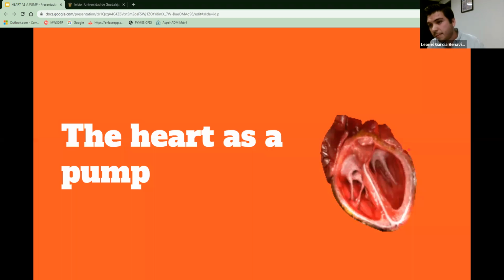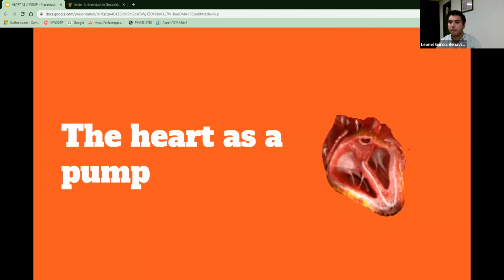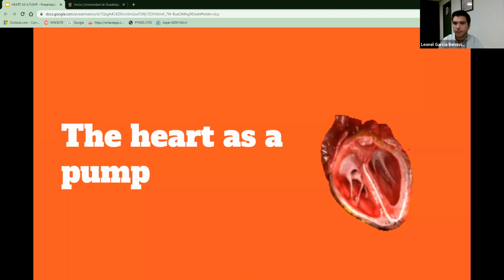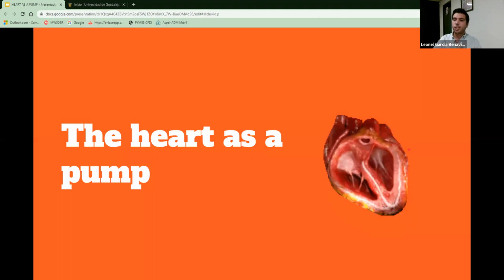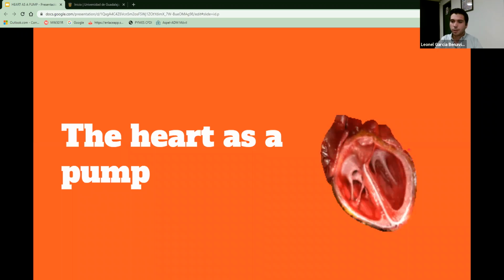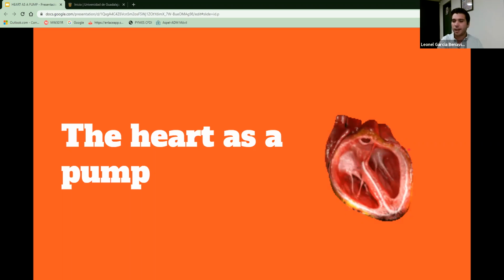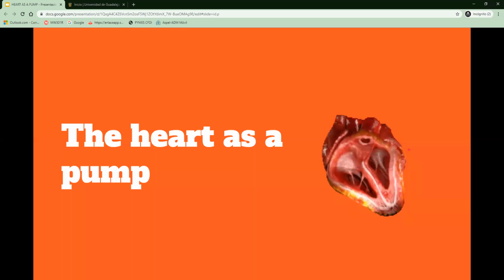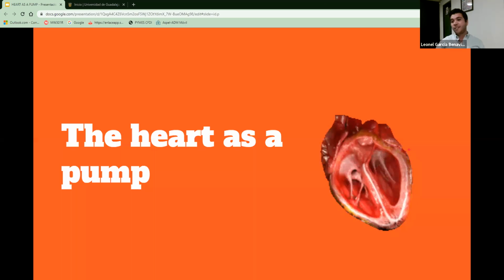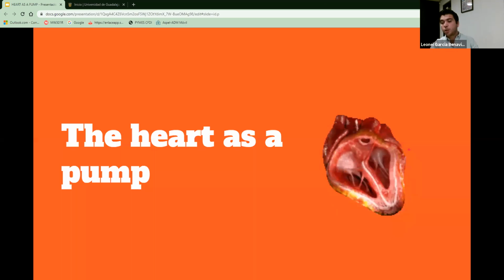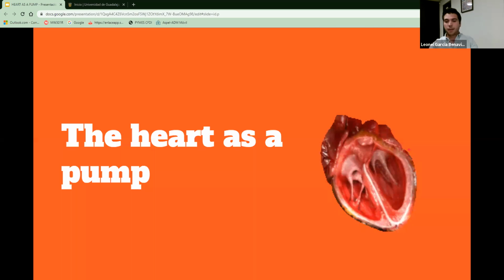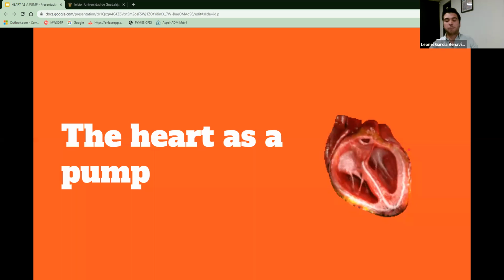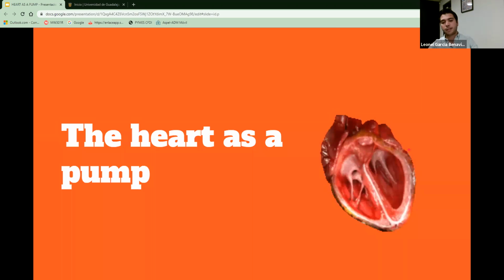So what we can see here, most importantly, is the heart as a pump. What's a pump? I think everyone knows that. A pump is a mechanism that pushes something through somewhere. Like for example, when you have a ball and it's deflated, you need a pump to get air into it. So the pump of the body is the heart, which is going to push the blood all around the different tissues.